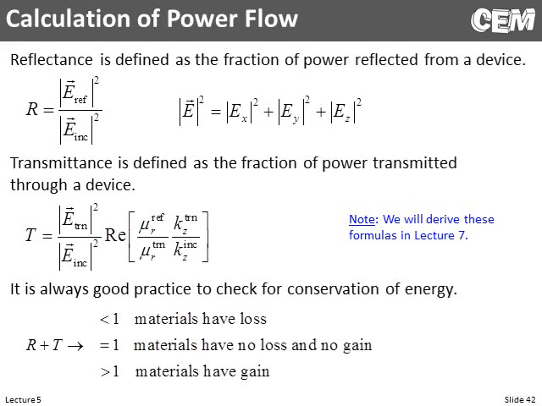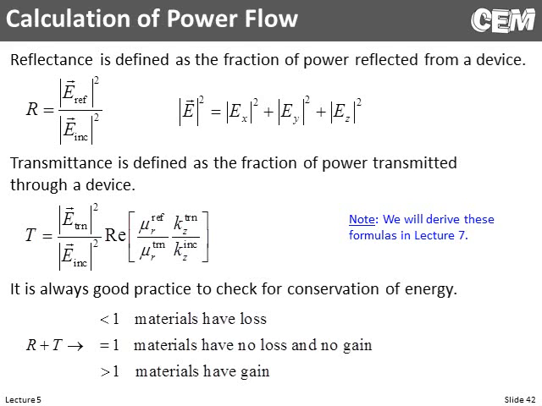Now once we know reflectance and transmittance, it is always a good idea to check for conservation of energy. So if we add reflectance and transmittance, assuming we didn't have any loss or gain in our model, the sum of those should equal 1. Now if we put loss in our model, that should come out being less than 1. And if we put gain in our model, it comes out to be greater than 1. And if we have loss and gain, who knows what it'll be. But even if you're going to model loss or gain, it's always a good check.